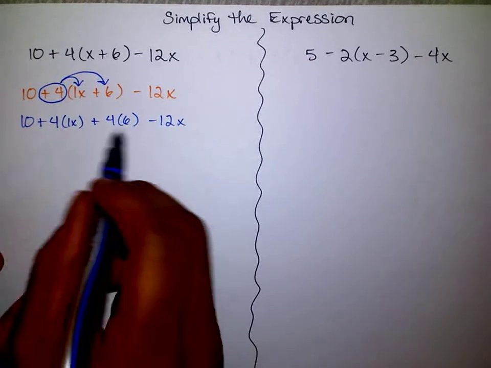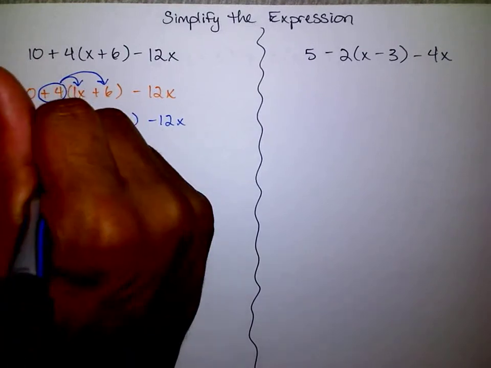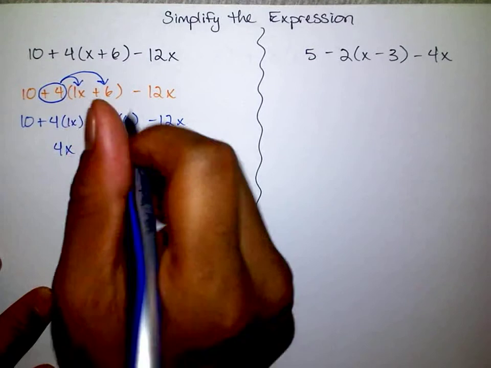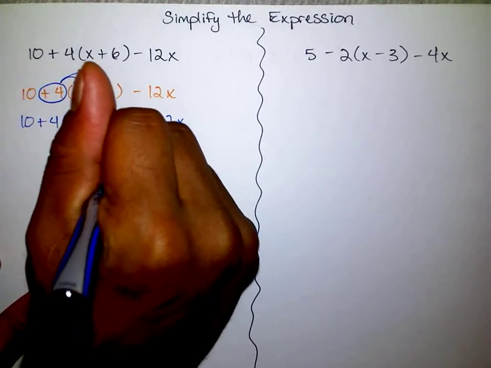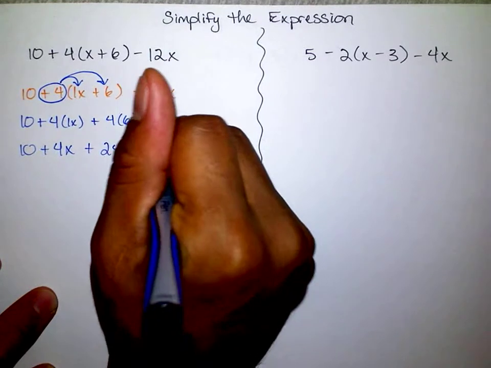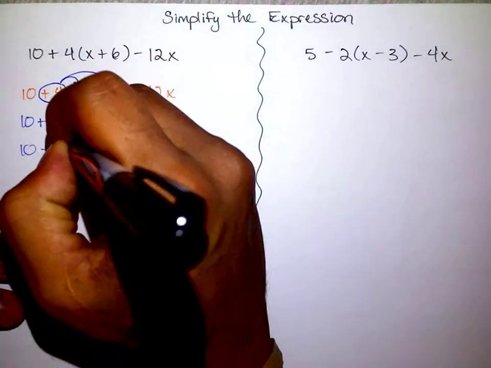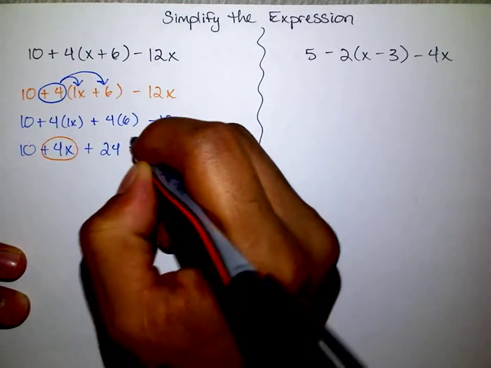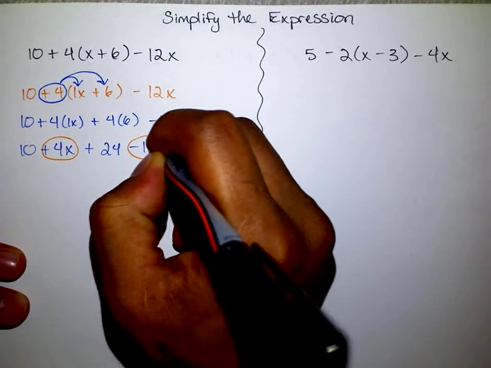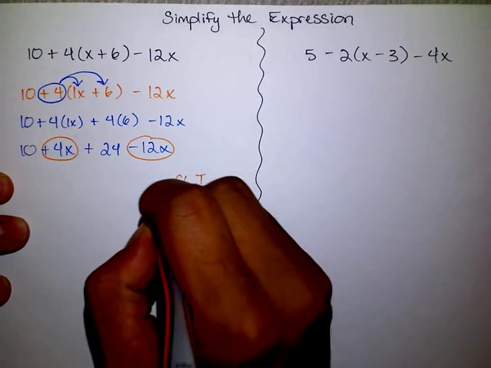Alright. Go ahead and simplify. 4 times 1 is 4, and that's going to give me 4x. This right here is going to give me 24. Remember, keep bringing everything else down around it. Alright. This one's a little bit more unique than the last couple problems because we have 2 sets of like terms here. I have a positive 4x and I have a negative 12x. Alright. So that's going to be combining like terms.